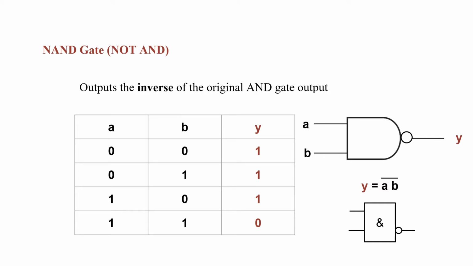So let's start with the NAND gate. The NAND gate is short for not AND, meaning it's an AND gate with an inverter connected at the output, if you want to think about it logically. So it is the inverse of the AND gate. And remember, we said that the bubble at the output represents the inverse or the inverter.